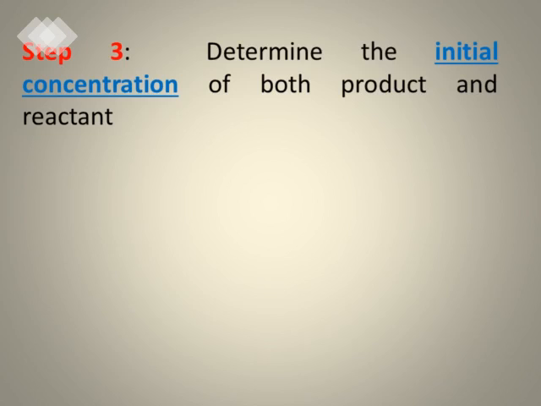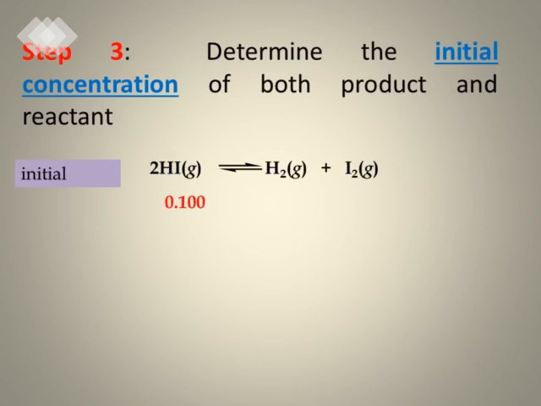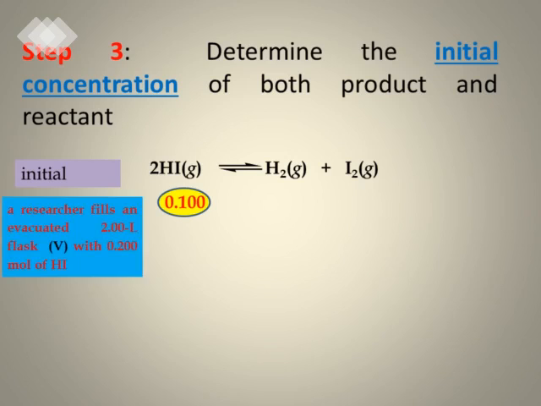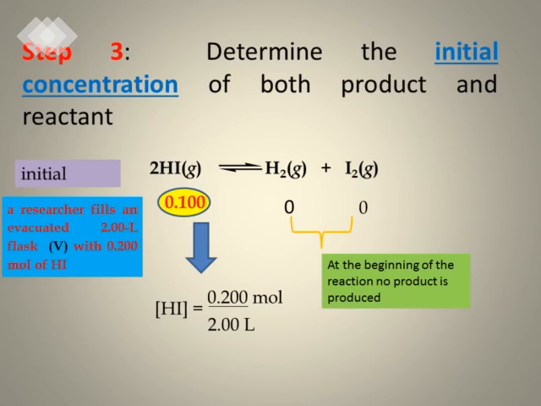Then we determine the initial concentration of both product and reactant. Initially, the concentration of the reactant HI is 0.1. How do we get this? Remember that the researcher fills a 2-liter flask with 0.2 mole of HI. Then, the concentration of HI is calculated by dividing the mole of HI added with the volume of the flask, and we get 0.1 molar. However, at the beginning of the reaction, there is no product formed, hence the concentrations of the products are 0.